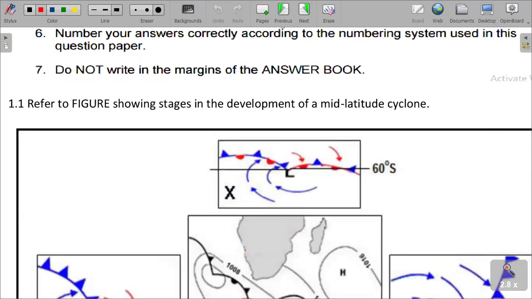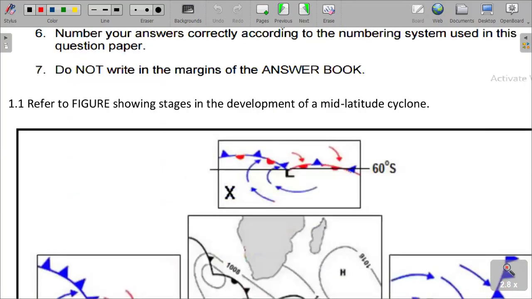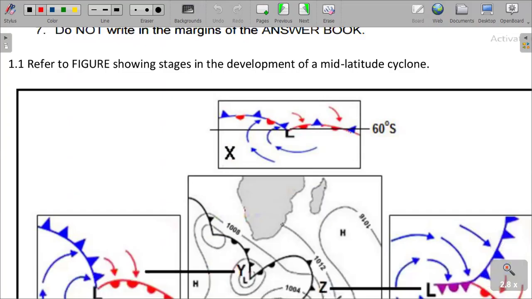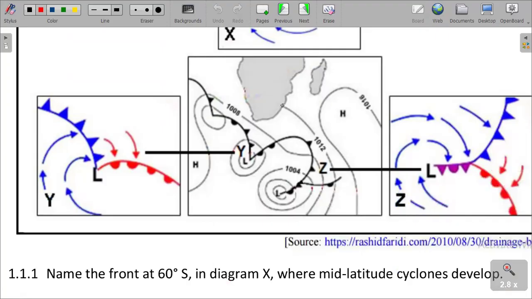So we are given Figure 1, which shows stages in the development of mid-latitude cyclones. If you go to Metric Hub, we have a proper session and a proper lecture that was given about this. So now this is the development of a mid-latitude cyclone, and then questions are coming. I'm sure that you can see the various illustrations that are on the board right now.